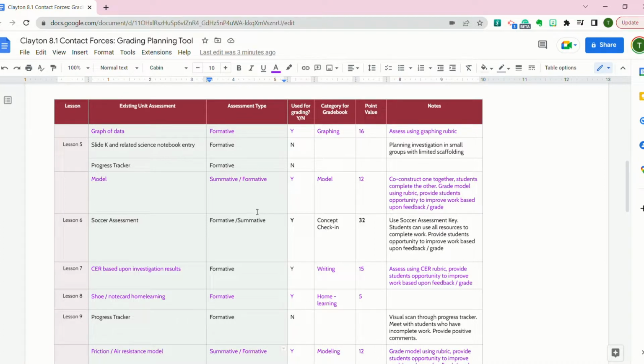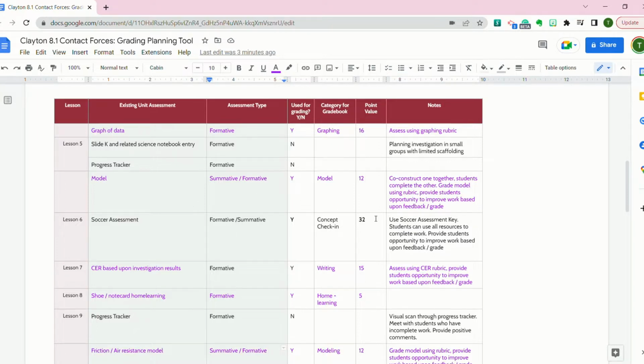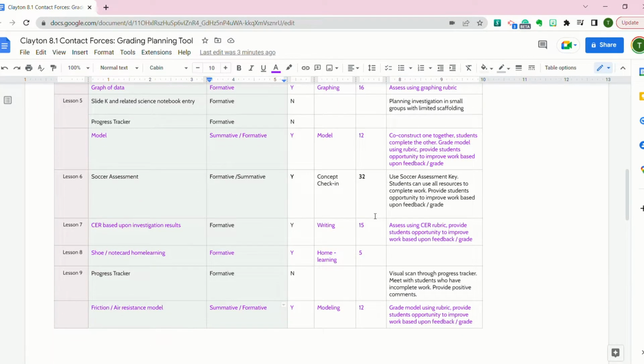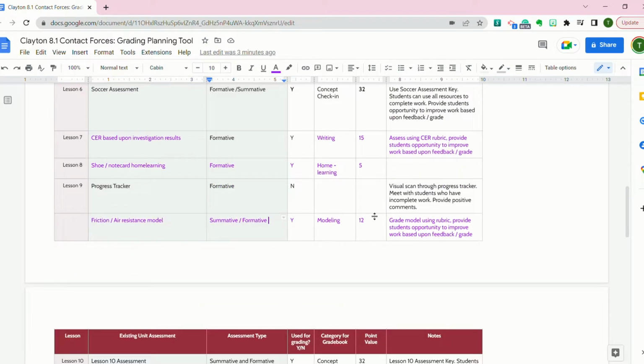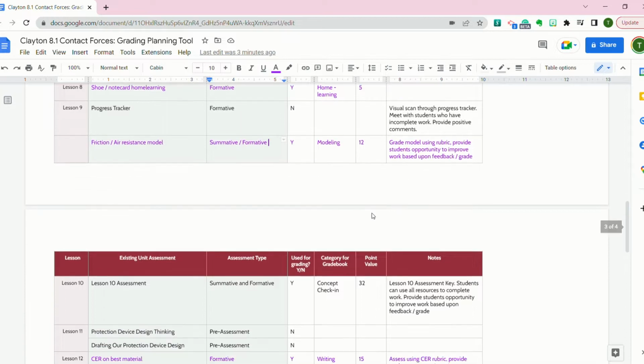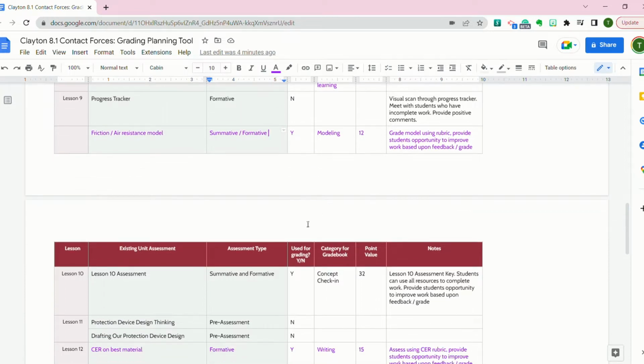So as you can see, hopefully, it's clear that we are really trying to support the kids' sense making and provide them lots and lots of opportunities to improve their work while also meeting the criteria of having 9 to 10 meaningful assignments per marking period.